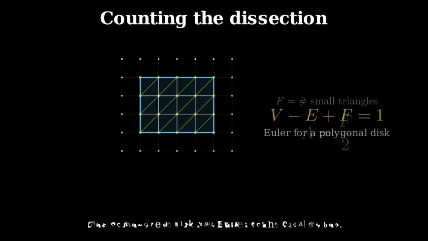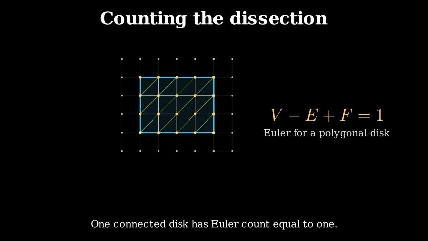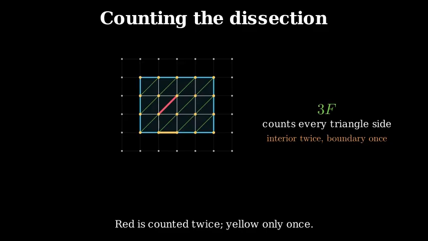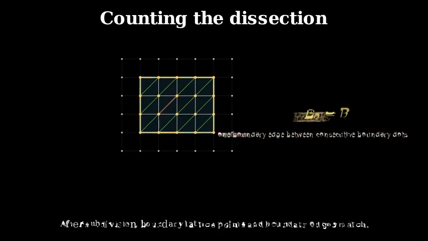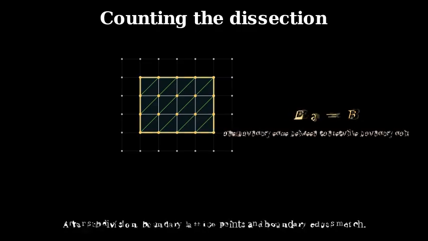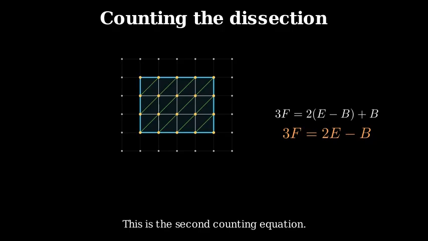Now view the dissection as a planar graph. If v is the number of vertices and e is the number of edges, Euler's formula for a polygonal disk says v minus e plus f equals 1. Count triangle sides. Each of the f triangles has 3 sides. Interior edges are counted twice and boundary edges once. Because the boundary has been subdivided at every boundary lattice point, the number of boundary edges is exactly b, the number of boundary lattice points. So 3f equals 2e minus b, together with Euler's formula.